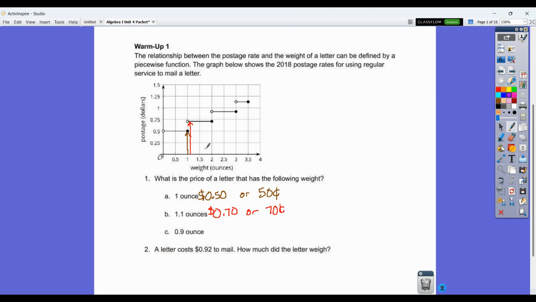So working around that 1 ounce there, if I come back to 0.9, I actually get to the function down here at the same level as it was at 1. And so it does cost me the same amount, which is 50 cents, which can be written two different ways.